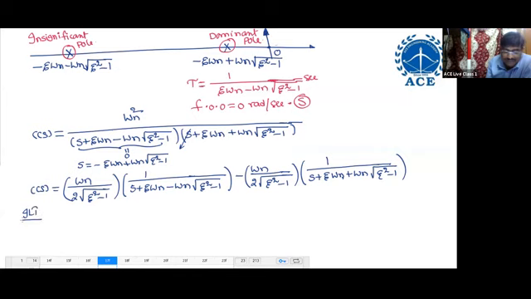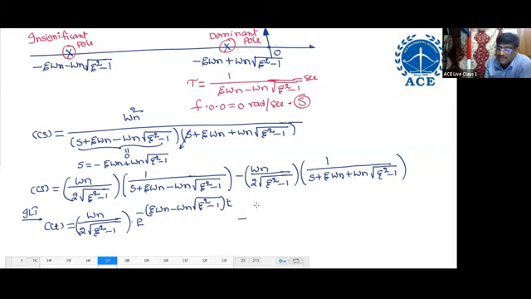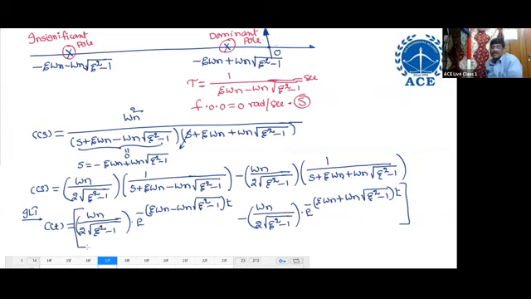Then apply the inverse Laplace transform. C of t equals omega n by 2 root of zeta square minus 1 into e power minus (zeta omega n minus omega n root of zeta square minus 1) t, minus omega n by 2 root of zeta square minus 1 into e power minus (zeta omega n plus omega n root of zeta square minus 1) t. Since s plus a gives e power minus a t. So this is the response.